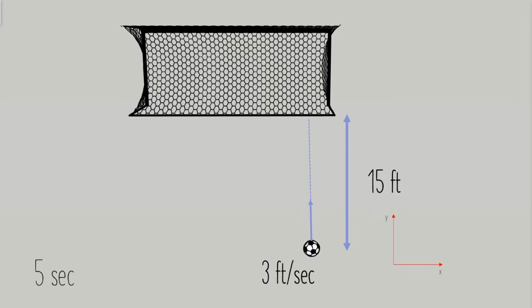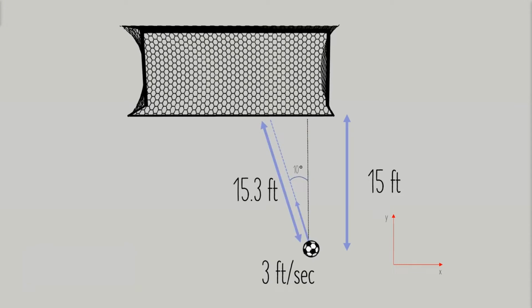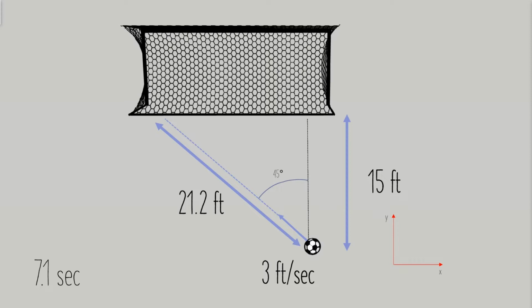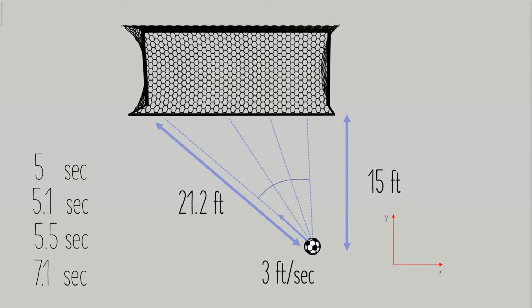But what if the ball was headed 10 degrees off the y-axis in the negative x direction? It would now take 5.1 seconds to reach the goal, which is only a short time after. But if the ball was moving at a 25-degree angle off the y-axis, then it would take 5.5 seconds, which is a bigger difference. And if the ball is going at a 45-degree angle off the y-axis, then it would take 7.1 seconds to reach the goal. Technically, all these answers are correct without the initial directional information of where the ball is headed. This is why it's so important to describe a coordinate system. This way, you're able to fully describe all the motion of anything in the problem with respect to the axes.